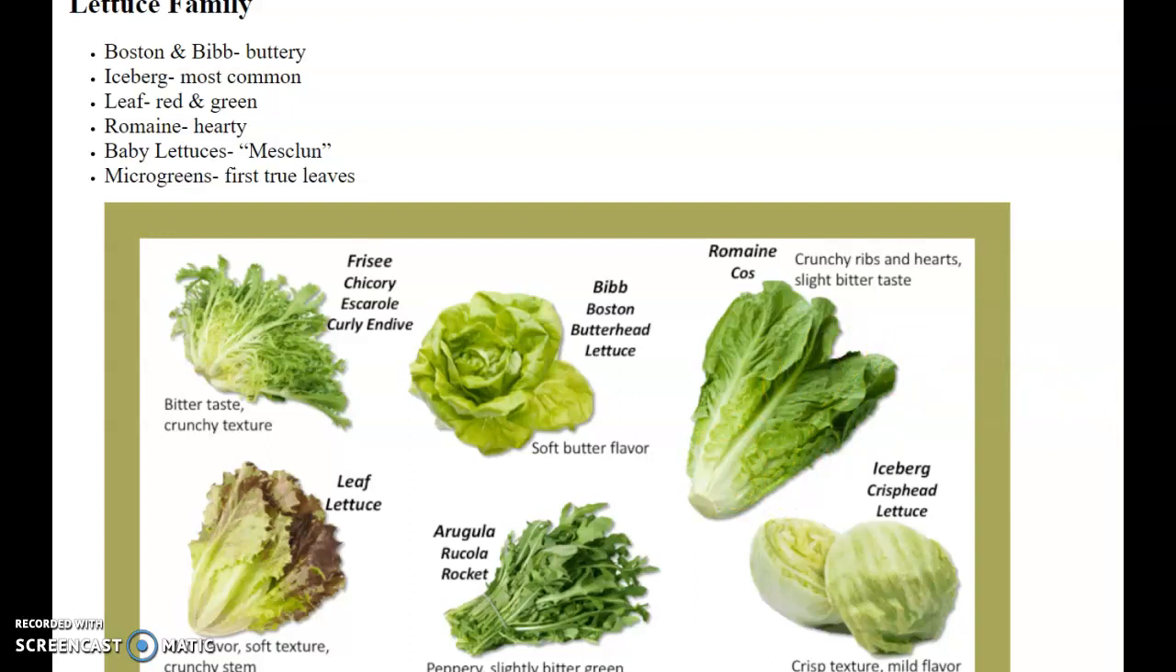Then we have baby lettuces that are called mesclun. Keep this in mind. This is a popular term. Mesclun or spring mix is what you'll call baby lettuces. And then microgreens is another term referring to the first true leaves coming off the plant.